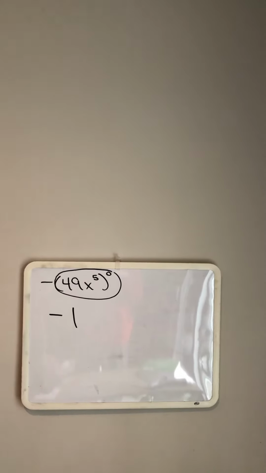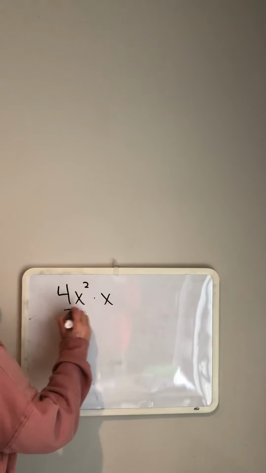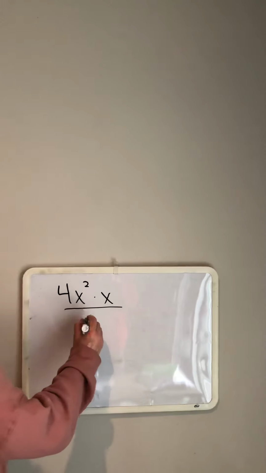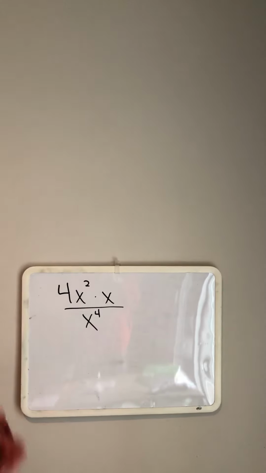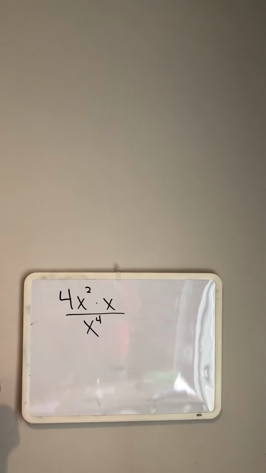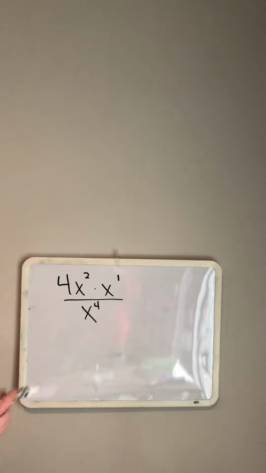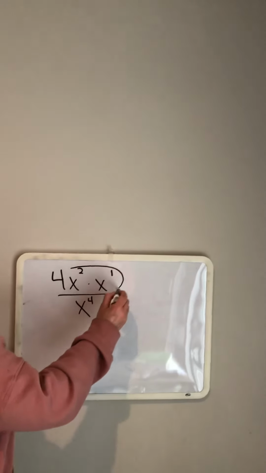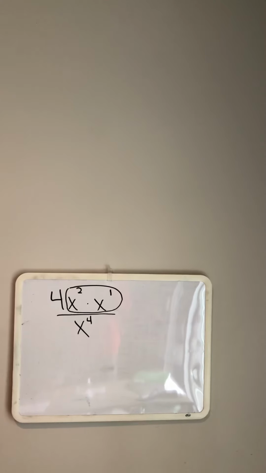Next example is 4x squared times x over x to the 4th. First thing you need to notice is that there is no exponent by that x. That means there's automatically a 1. And then you notice that this is 2 of the same base being multiplied. That's when you add the powers.